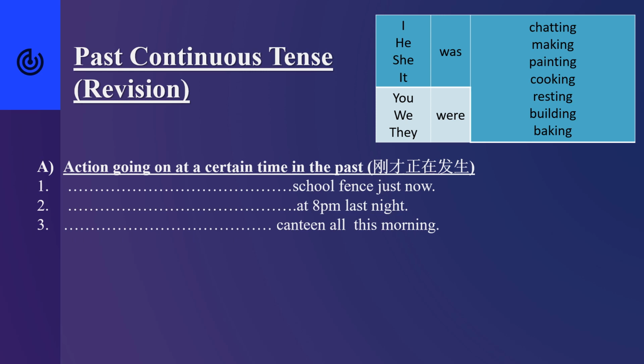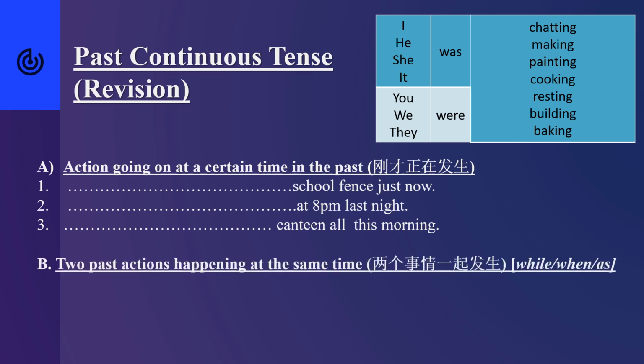Once you're finished, leave a line. You can leave lines for each sentence, 1, 2, 3. Now leave a line and you're going to write B. B, past continuous tense is also used to show two past actions happening at the same time. 两个动词一起发生。Two past actions happening at the same time. Write B first, before you write number 1. And you're going to use while, when, or as.